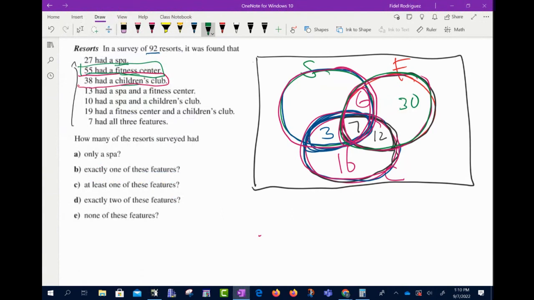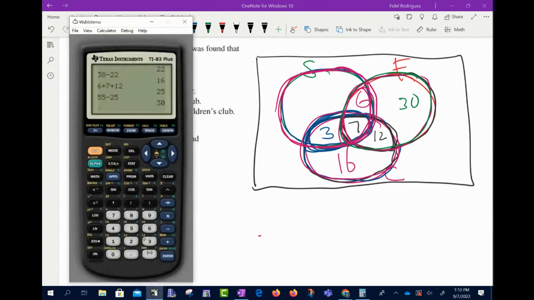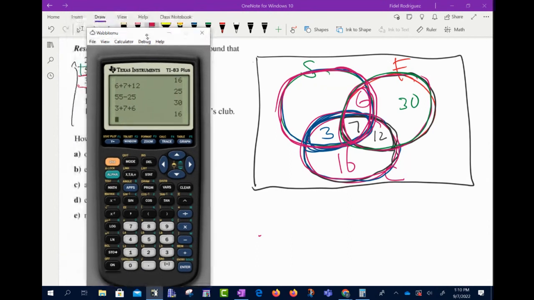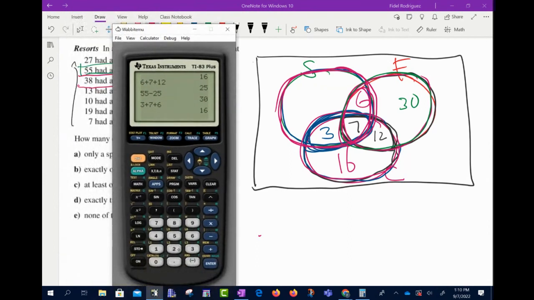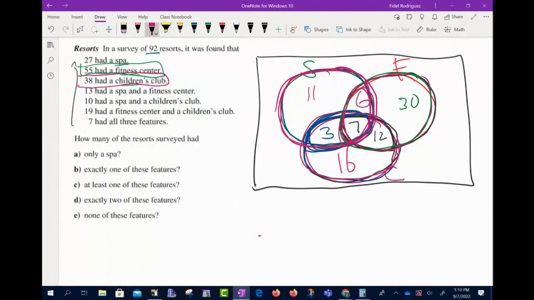And we got one last one to do, y'all, spa. So everybody in the spa circle has to add up to 27. So again, let's go 3 plus 7, 7 plus 6 is 16, and that number has to add up to 27. So 27 minus 16 should be 11. That number is going to go right there.